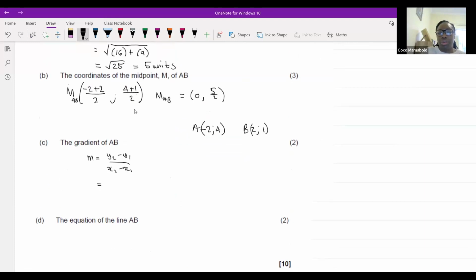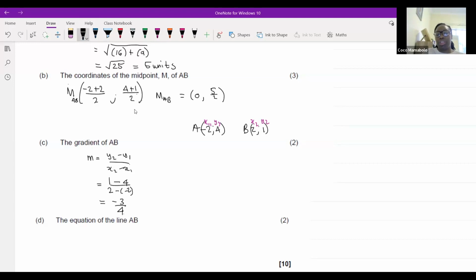Okay, so x1, y1, x2, y2. Okay, the gradient would then be 1 minus 4 over 2 minus negative 2. That would give me negative 3 over 4. That would be the gradient of AB.